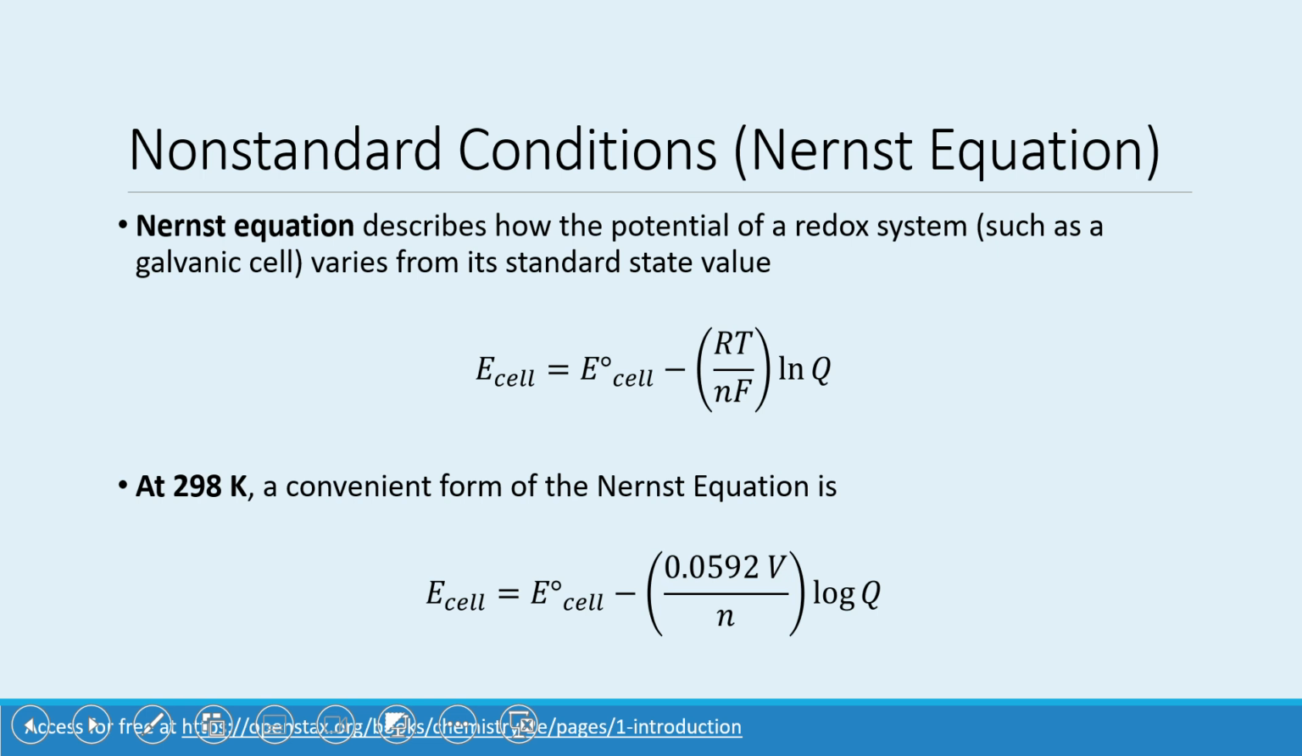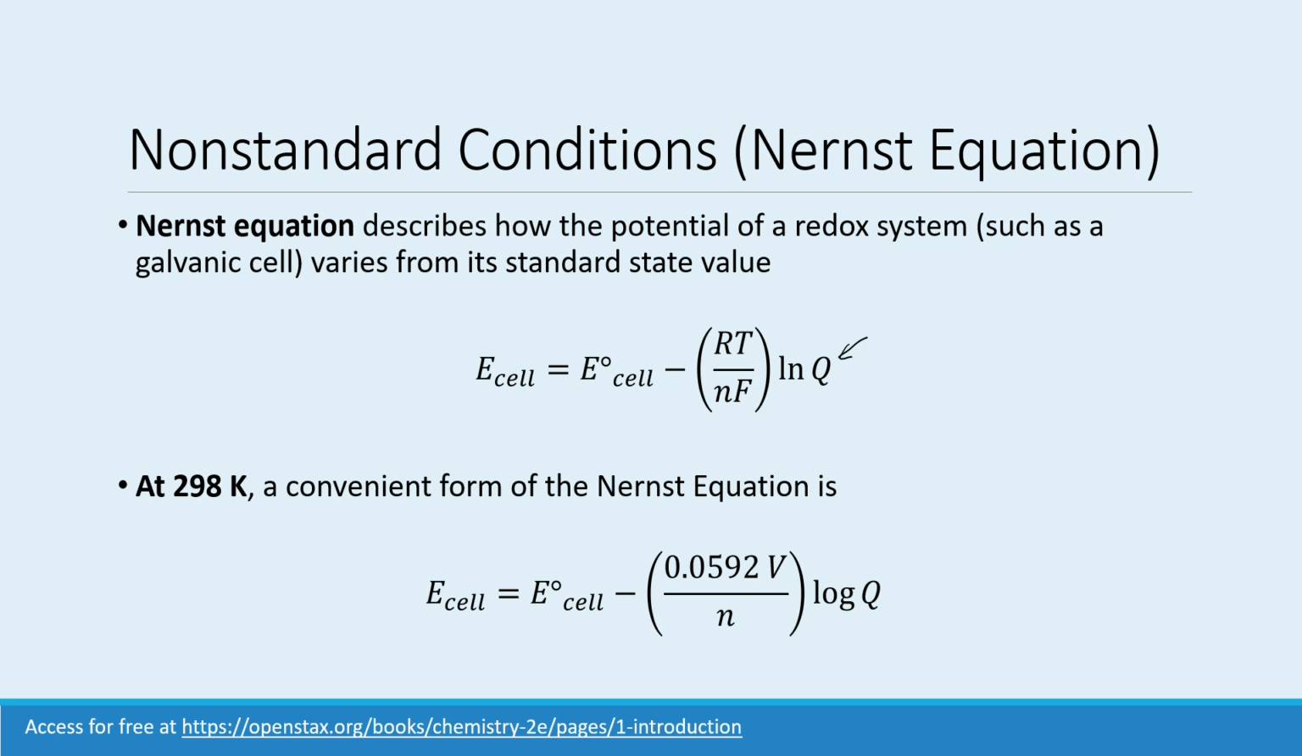So the next topic we're going to look at is the Nernst equation. So everything we've looked at so far, of course, is in standard state conditions. We know that because of that degree symbol next to each variable, right? The E standard and the delta G standard. So the Nernst equation gives us the ability to look at the potential of a redox system that is in its non-standard conditions. And so the way we relate this is to use the reaction quotient Q.